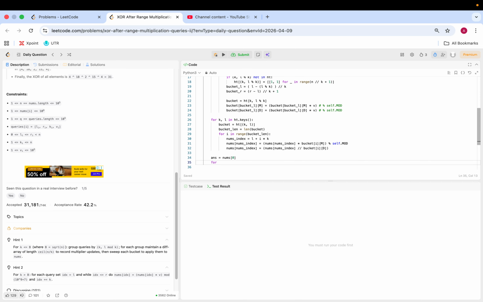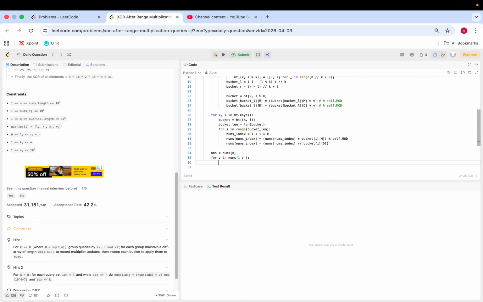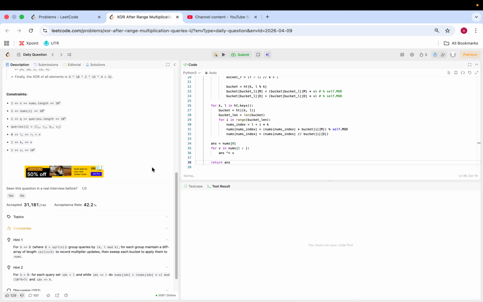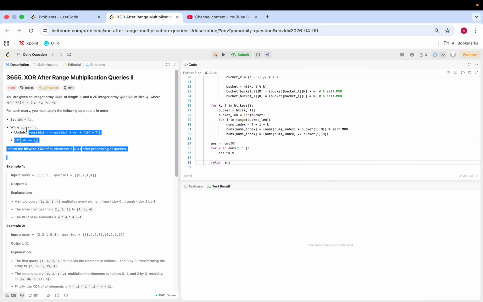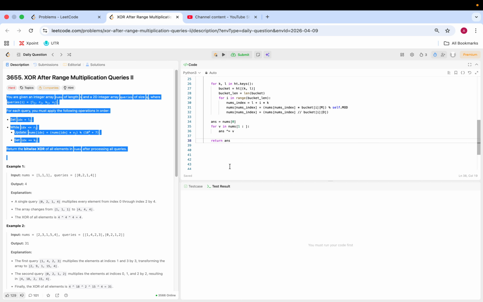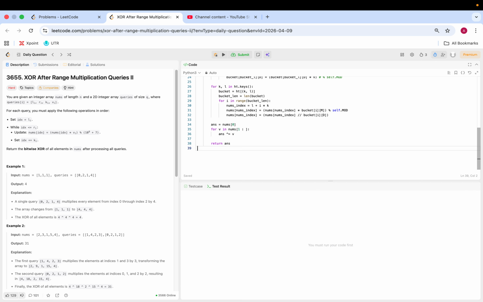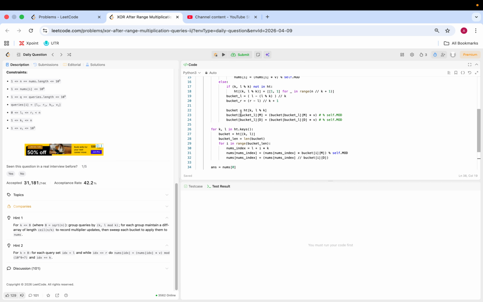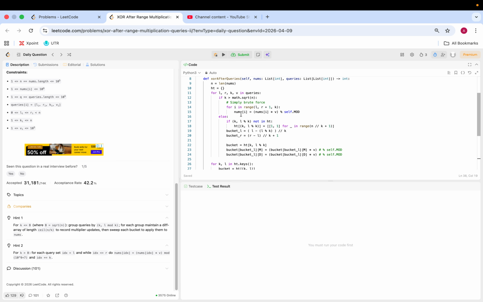And then for v in nums from 1 onwards, we have to XOR it. So answer XOR equals v, and then we just return answer. So in theory, I think it makes sense. I did have to cheat, but I feel like it makes sense.